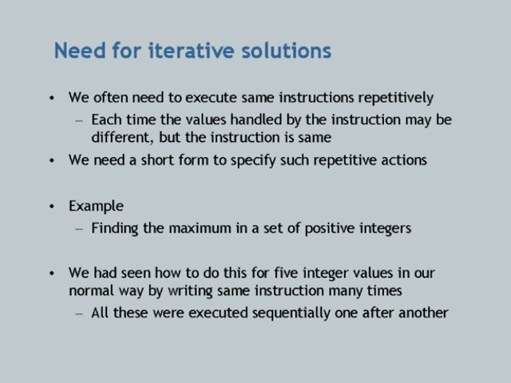We continue with our example of finding the maximum of a set of positive integers. You all remember this example? Finding the maximum between A and B, we wrote an if statement. Then we said, let's find the maximum between A, B and C. And we tried to write a nested if. If A greater than B, then if A greater than C, then max is A, otherwise is B greater than, etc., etc.